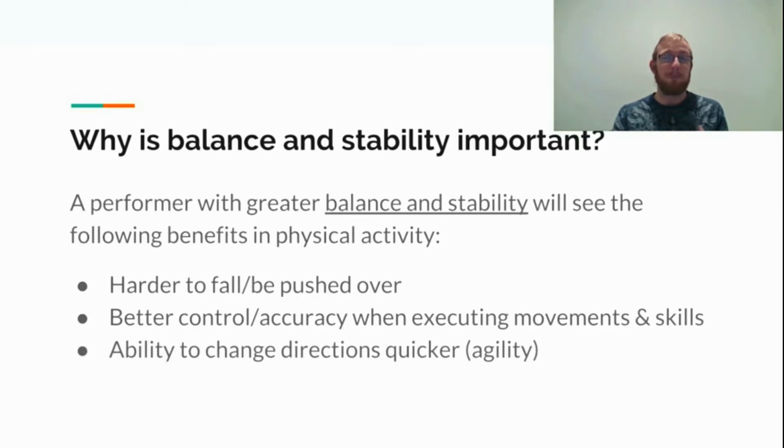They will have a better ability to change directions quickly, and that's what we call agility. So if they're stable and balanced, they'll be able to move in any direction quickly as opposed to being unbalanced, where they would have to correct their balance first before they could move off in a different direction. And lastly, there's less risk of being injured if you are more stable and balanced.